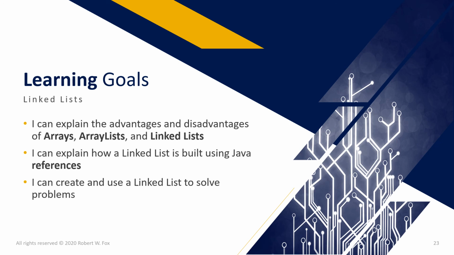But at this point, hopefully we've accomplished our learning goals. You should be able to explain the advantages and disadvantages of arrays, array lists, and linked lists, and all 3 of those have advantages and disadvantages. You should be able to explain how a linked list is built using Java references. And finally, you should be able to create a linked list and use it to solve problems. Keep in mind that actually being able to do that is going to take some time and some practice with the lab work.